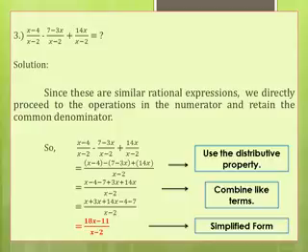Therefore, x minus 4 over x minus 2 minus 7 minus 3x over x minus 2 plus 14x over x minus 2 is equal to 18x minus 11 all over x minus 2. Example number 4.